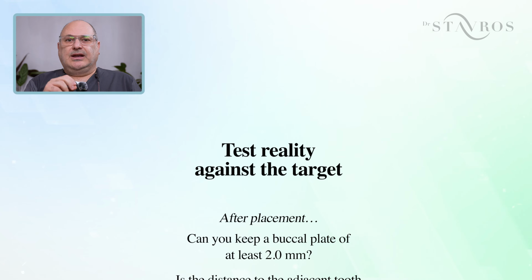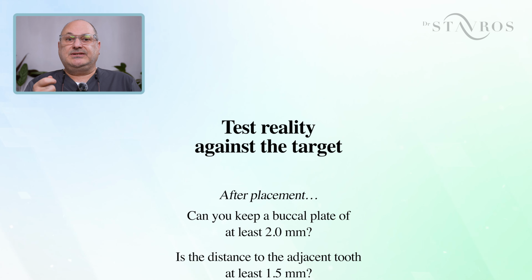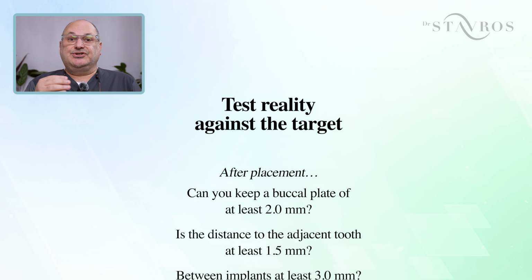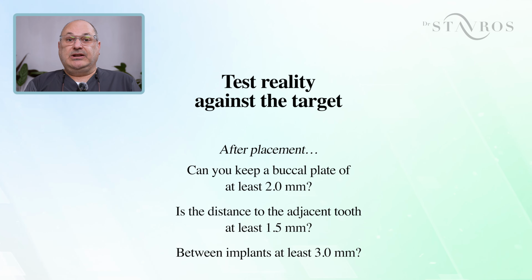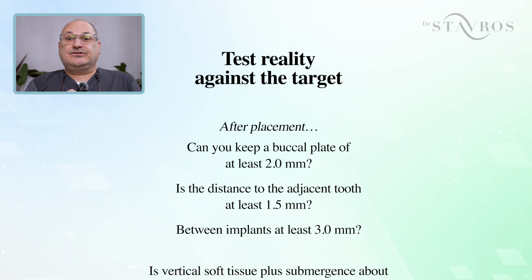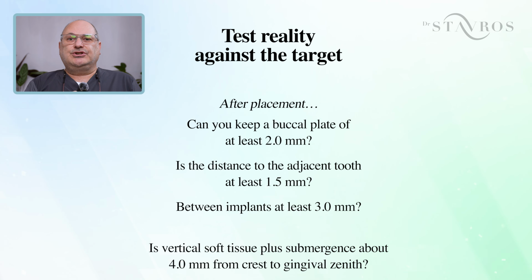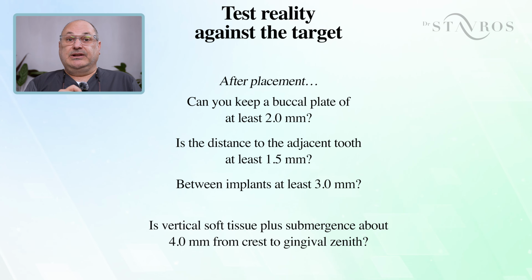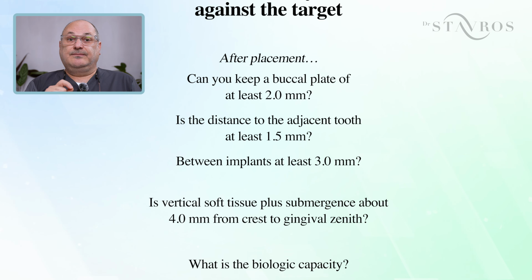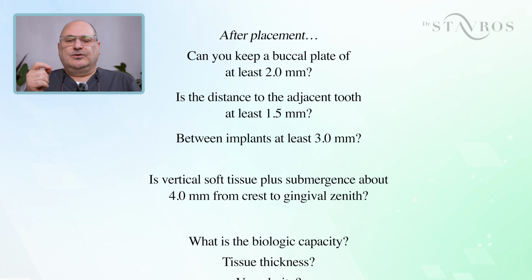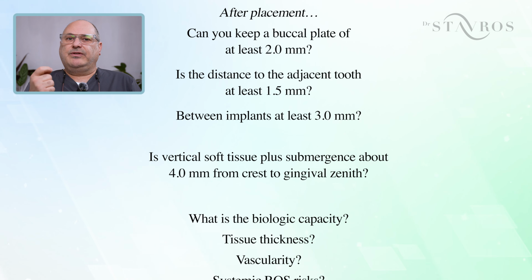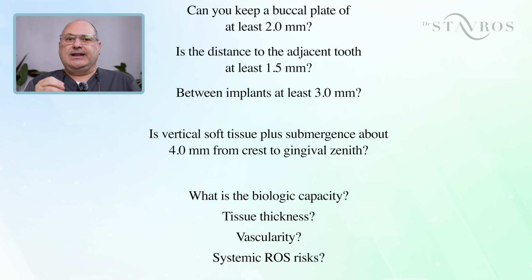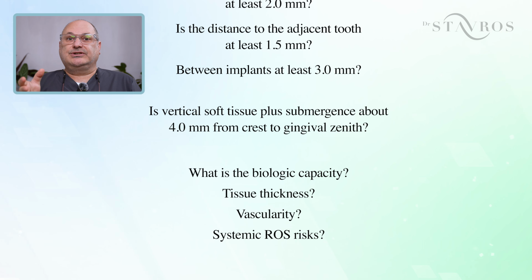Lock the target, fix tooth position, fix emergence profile, draw the axis line through bone, test reality against target. Can you keep a buccal plate of at least 2 millimeters? Is the distance of implant to the adjacent tooth at least 1.5 millimeters? Between implants, do we have at least 3 millimeters? Is vertical soft tissue plus submergence about 4 millimeters from crest to gingival zenith? What is the biologic capacity? What is the tissue thickness? What's going on with vascularity? Do we have any systemic risks that lead to more oxidation?